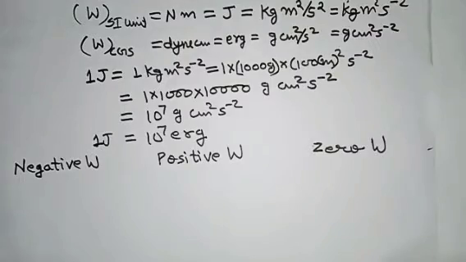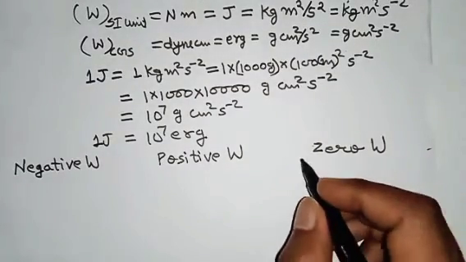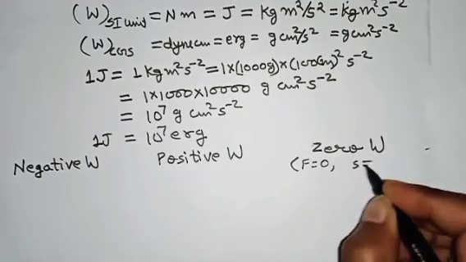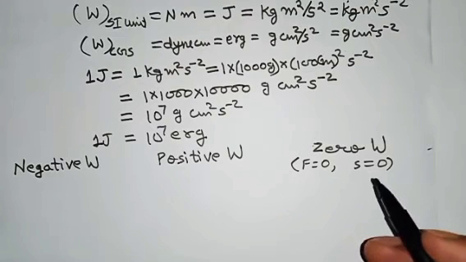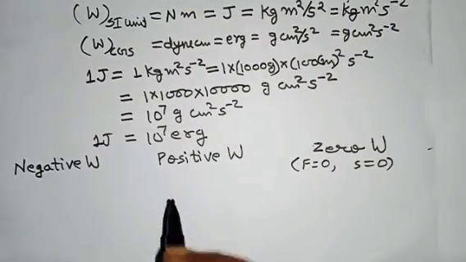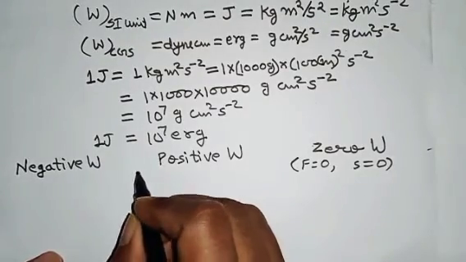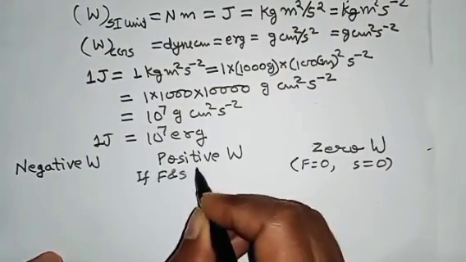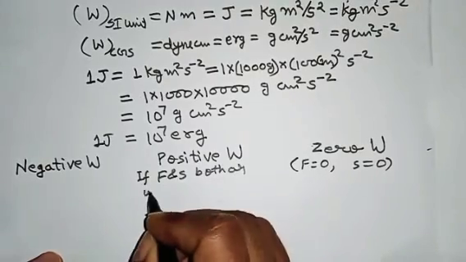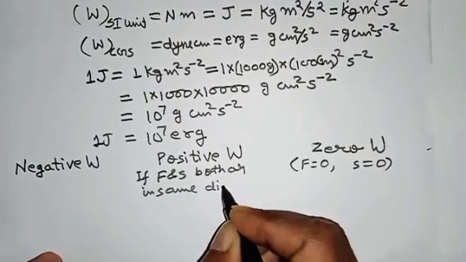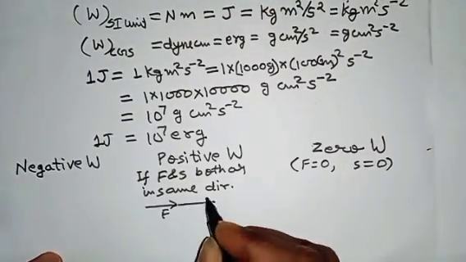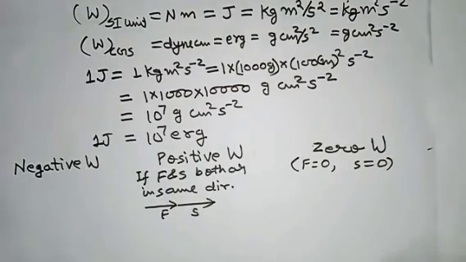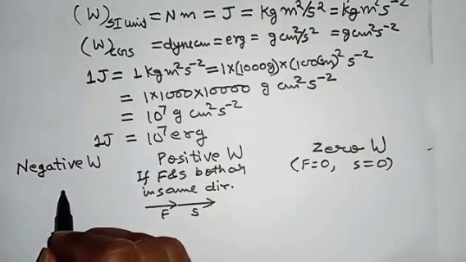There can be negative work done, positive work done, even zero work done. Zero work done, we can think about it if F is 0 or S is 0. But despite that, even if both are non-zero, we can still have zero work done. So how? First, I will define positive work done. If force and displacement both are in the same direction, that is, if F is along this direction and S is also along this direction, this is what its definition says.